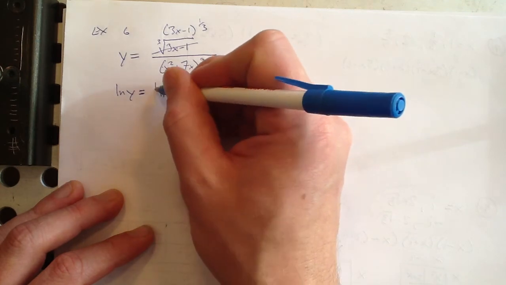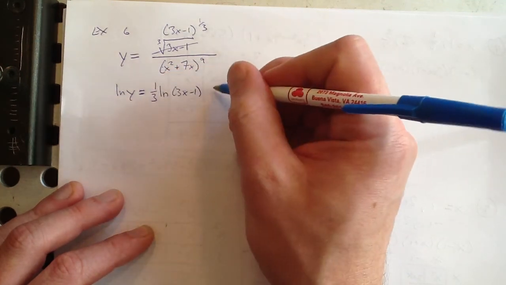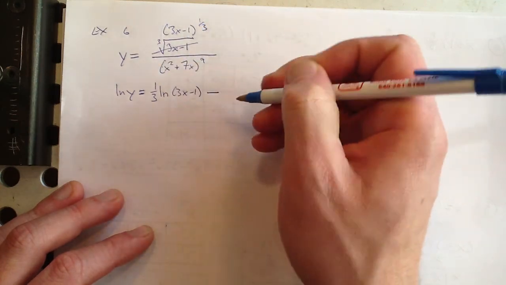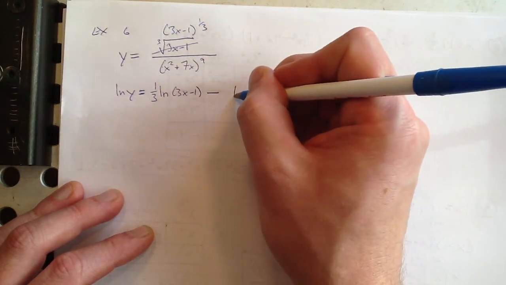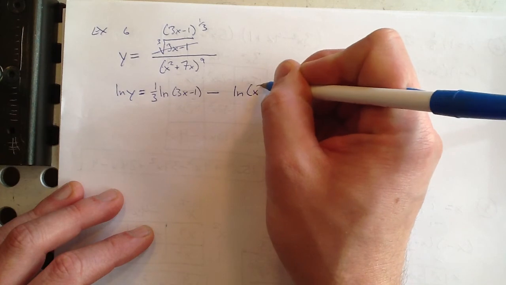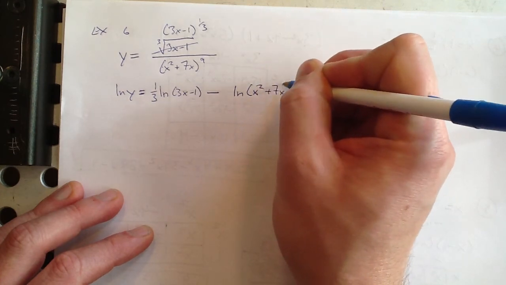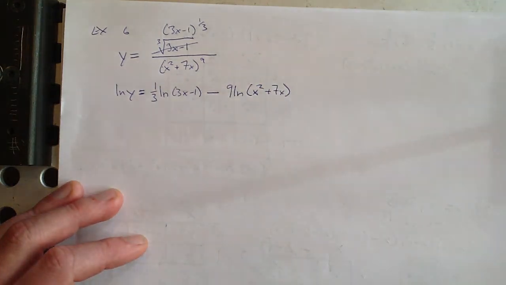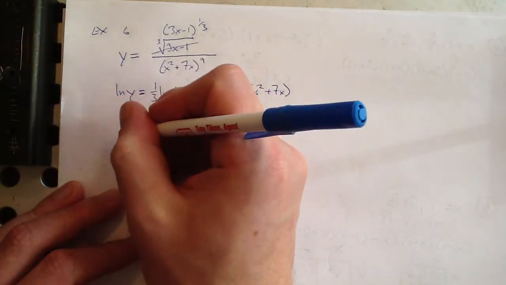Now, that's natural log of 3x minus 1 to the 1/3, but I know what's going to happen here. That exponent's going to come to the front, right? So the 1/3 comes out here. This is a quotient. There's only one thing on the top, so I have minus. You'll leave a little space in here. Natural log of x squared plus 7x to the 9th, but I know the 9, that exponent will come out here.